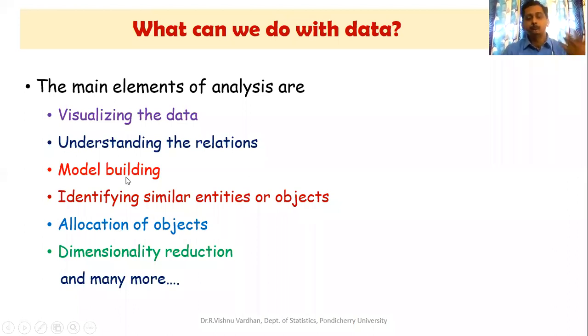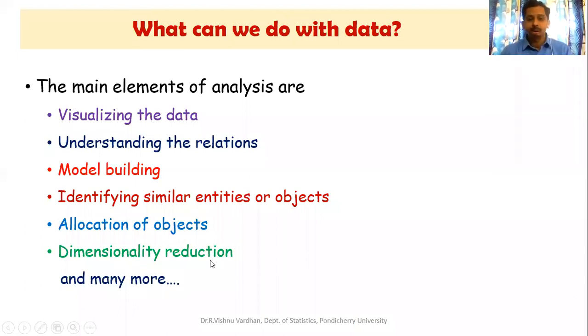Thereafter, we can do model building like regression, logistic regression, lasso regression, and then identifying similar objects like cluster analysis, finite mixture models, and then allocation of objects. Allocation of objects is a pure classification, a supervised learning technique. Identifying similar objects is an unsupervised learning technique. Allocation of objects is what we call discriminant analysis, receiver operating characteristic curves, and then support vector machines, decision trees, random forests. Many techniques are available.